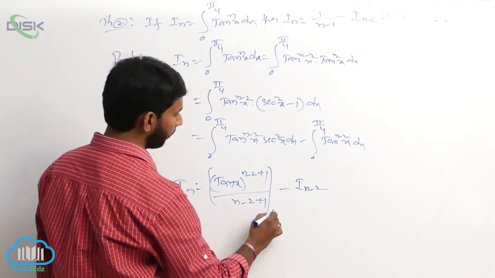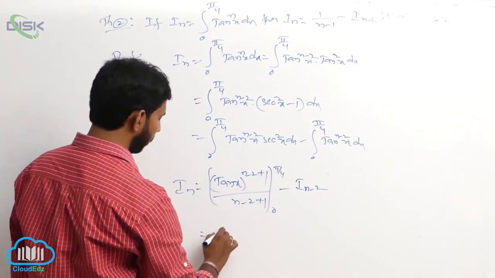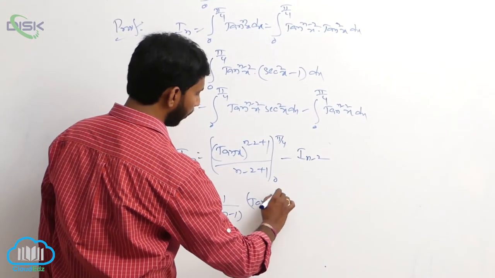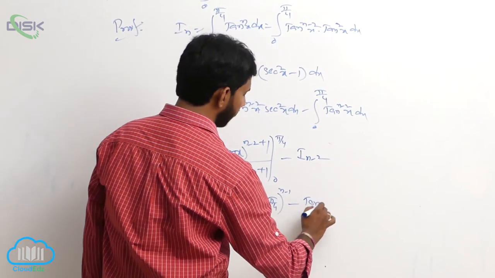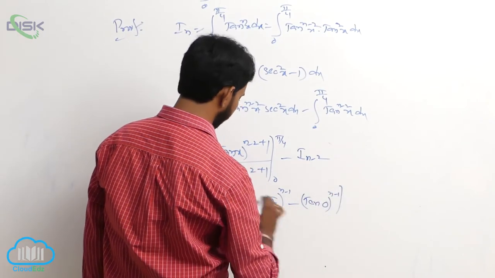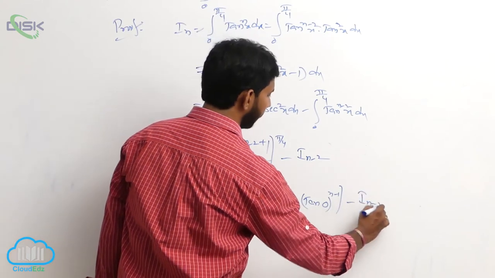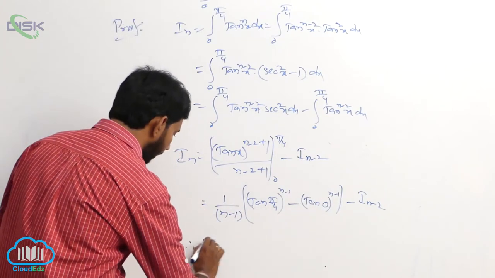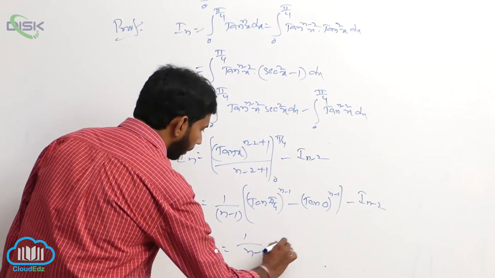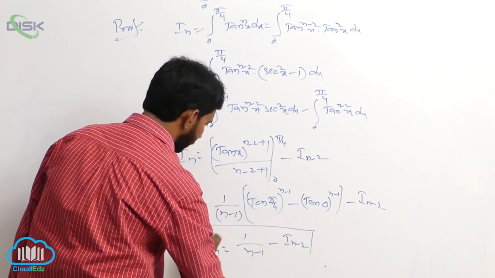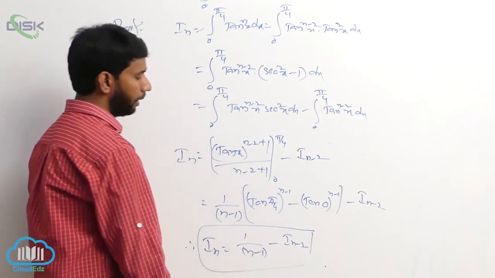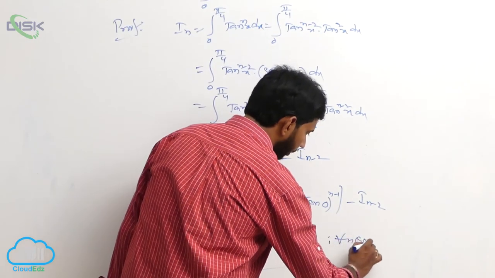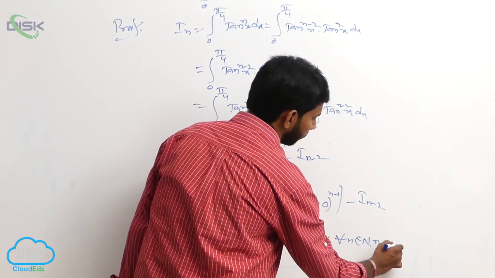The limits are 0 to pi by 4. This is equal to 1/(n minus 1) of (tan pi by 4) power (n minus 1) minus (tan 0) power (n minus 1), minus I(n minus 2). Here tan pi by 4 value is 1 and tan 0 value is 0. Therefore In is equal to 1/(n minus 1) minus I(n minus 2), for all n belonging to N and n greater than or equal to 2.